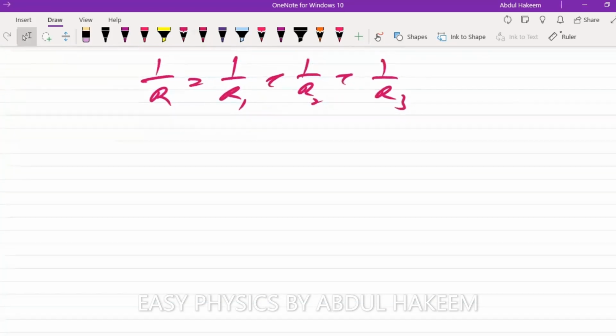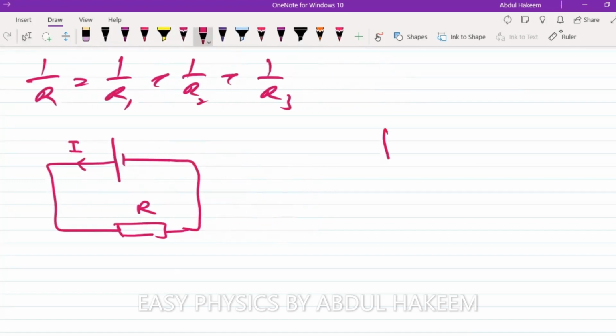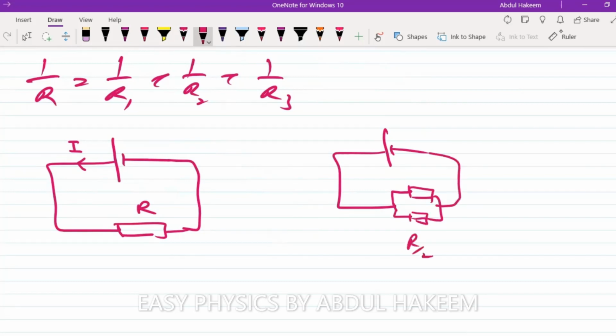For example, this is a battery. First, this is the resistance R, and the current supplied is I. When two identical resistors are connected in parallel to each other, resistance decreases, it becomes R by 2 in total, and the current becomes double.